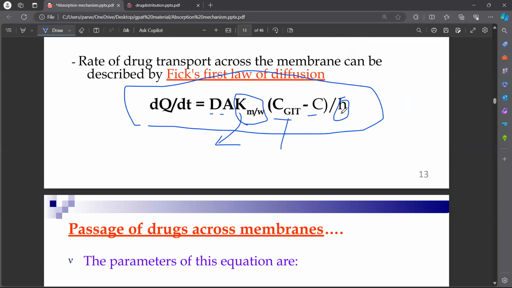Guys, does the h value change? Is the h value constant or variable? Is the thickness of the GI membrane a constant value or a variable value? Can anyone answer my question? The thickness of the GIT remains constant. It remains constant.